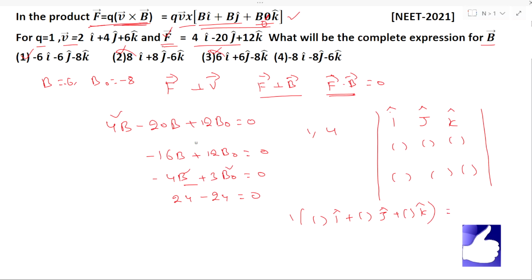And he gave the value of force. Now what you have to do is compare the coefficients of i cap on both sides, that is LHS and RHS. Similarly, the coefficients of j cap and the coefficients of k cap. Then you will get three equations. If you solve these three equations, you will get the values of b and b naught. Now let us move to our next question.